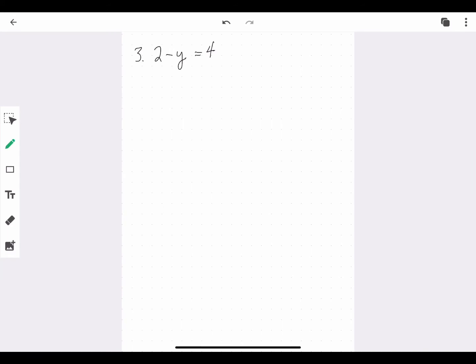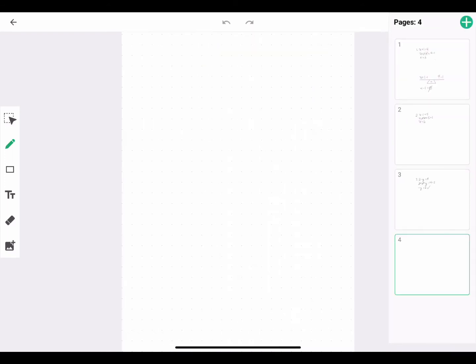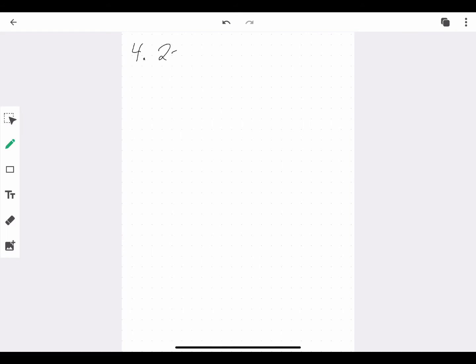So let's do it symbolically. Let's see, 2 minus 2 minus y, or negative y, equals 4 minus 2. So these cross each other out. Negative y equals 2. Again, this negative is totally fine with me. Okay, question number 4. We're getting into multiplication. 2x equals 4.